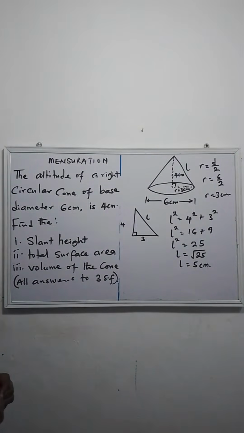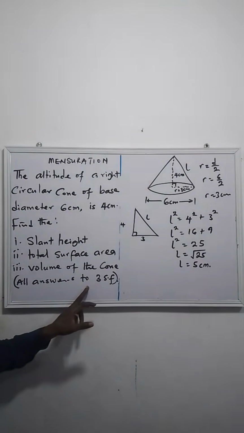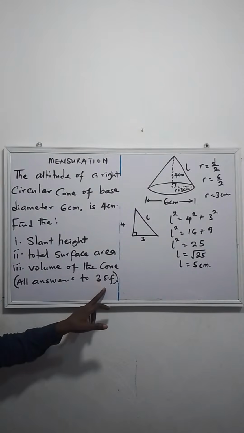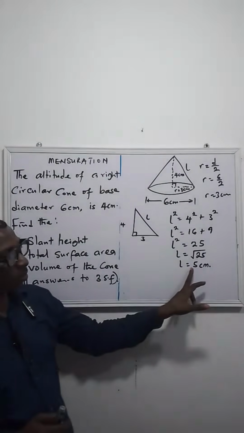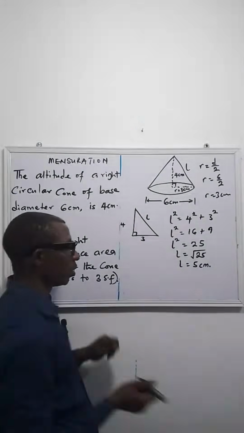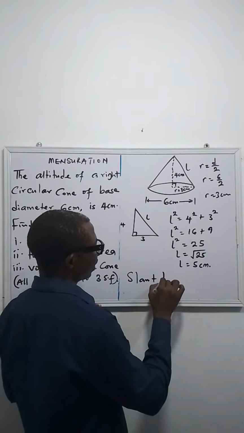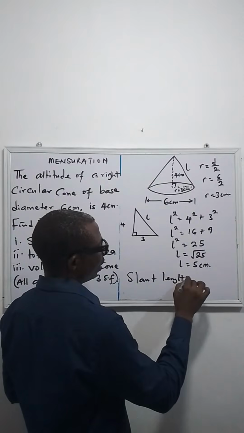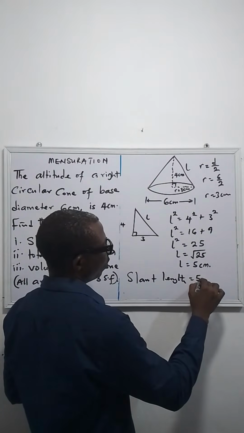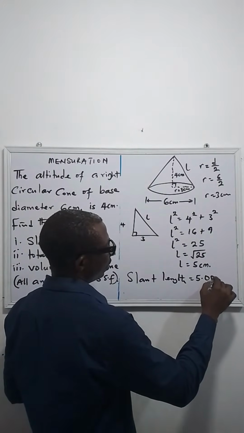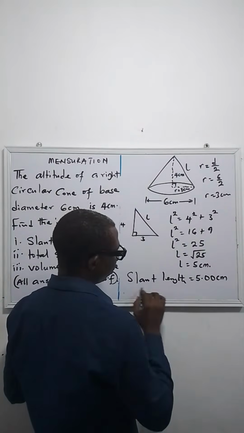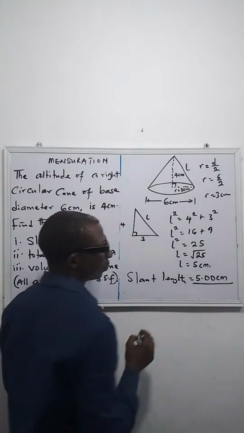But look at the question. The question says all answers to 3 SF. So if I'm converting this to 3 SF now, the slant length will now be 5.00 centimeters. So now this is going to be the answer.